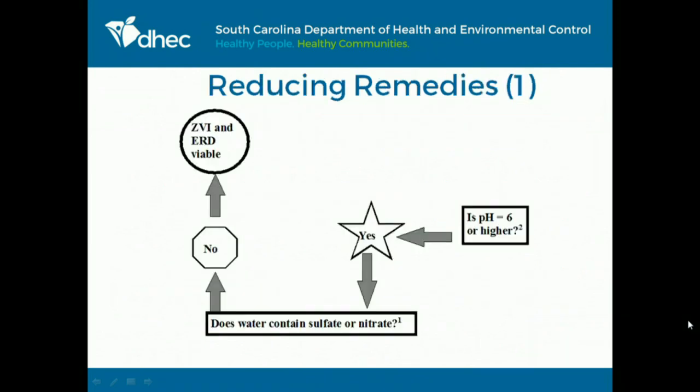This is on page 12, I believe, of your decision tree. Starting on the right-hand side, which drives engineers crazy: is pH 6 or higher? Move to the left, yes. Does water contain sulfate or nitrate? No. Then ZVI and ERD are considered viable.